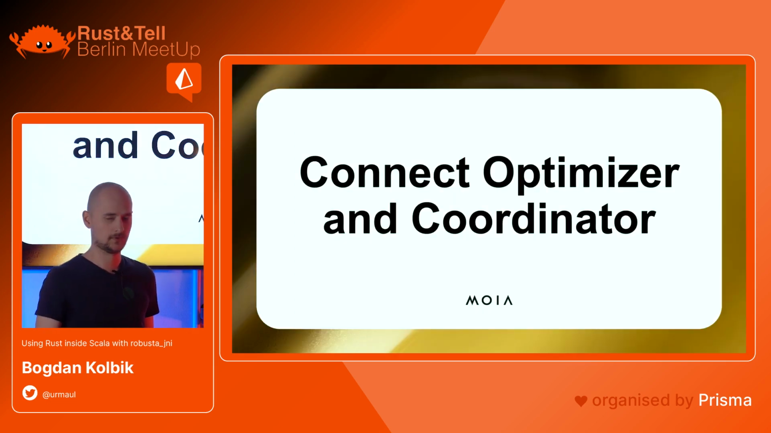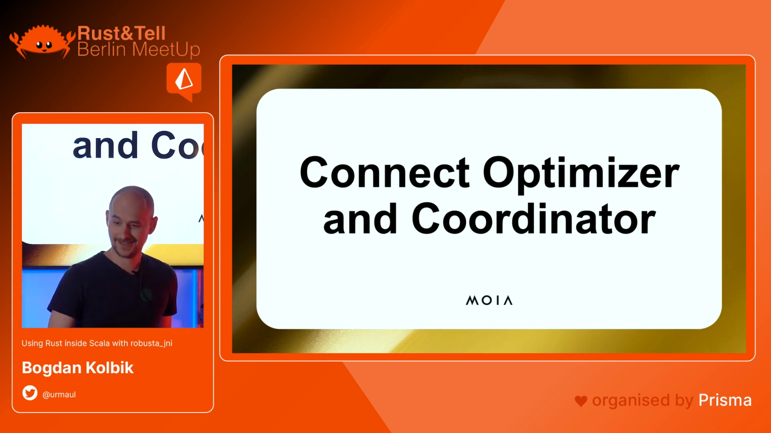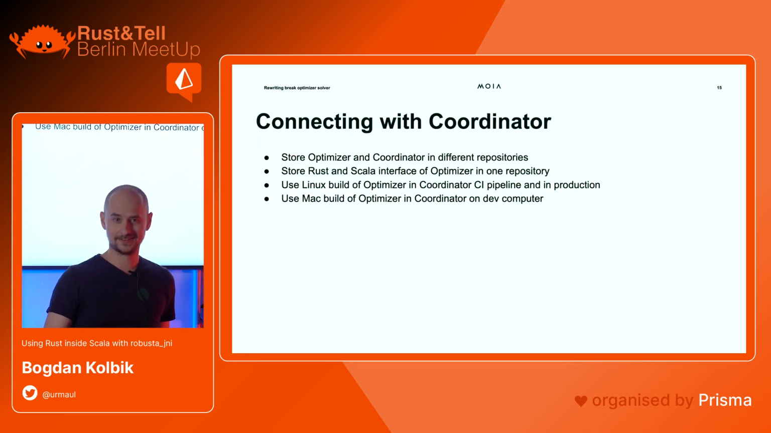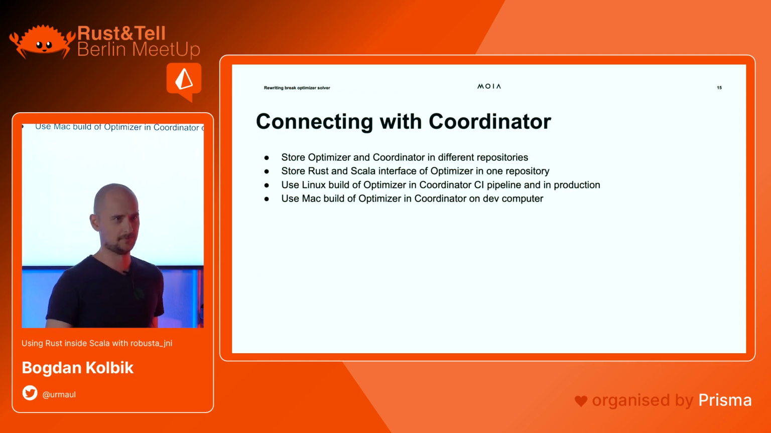We can call JNI. The next thing is how do we connect this optimizer with the coordinator. Coordinator is a nice name for everything in the application except the optimizer. And it's quite a dilemma because we want to store optimizer and coordinator in different repositories. Basically, it's two different programming languages. Having them in one repository will be not nice. But another thing is we want to have the Rust and Scala interface of the optimizer. We want to store them in a single repository, so it's easier to keep them in sync.